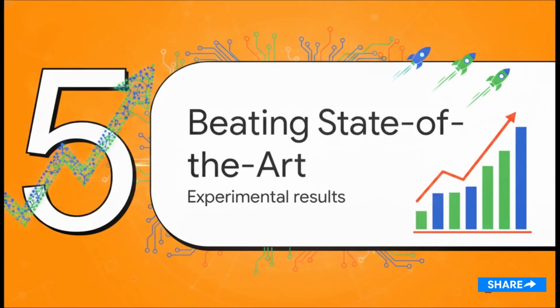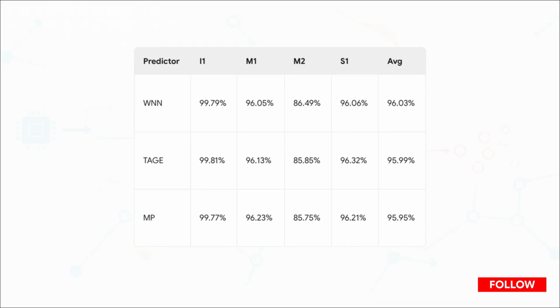Section 5. Beating the state of the art. When we look at the experimental data, all this elegant logic builds into an incredible advantage. The researchers put their network to the test against the current heavyweights, the TAGE-SC-L predictor and the multiperspective perceptron. They ran them across all sorts of different datasets, representing integer, multimedia, and server workloads. The crucial takeaway here is that the WNN completely matches the state-of-the-art TAGE predictor at roughly 96% average accuracy, and it outright beats the multiperspective perceptron.